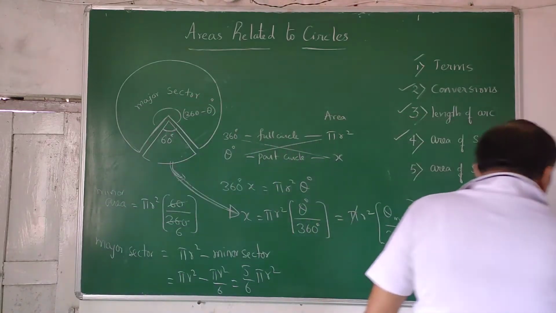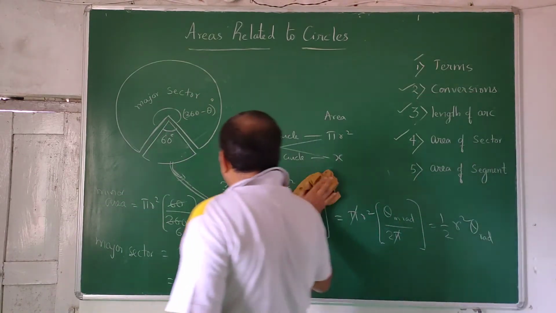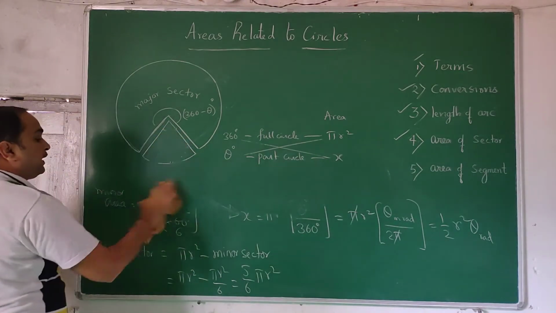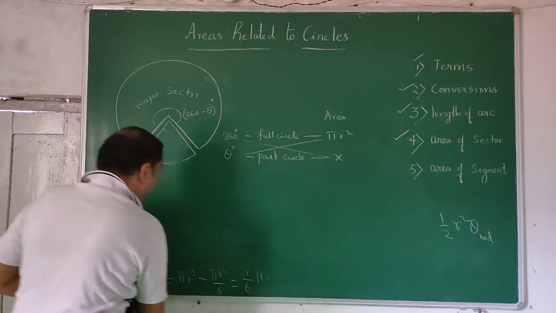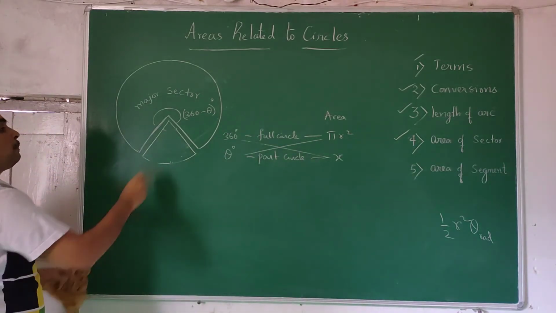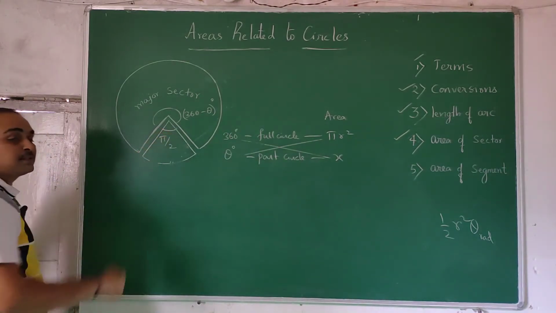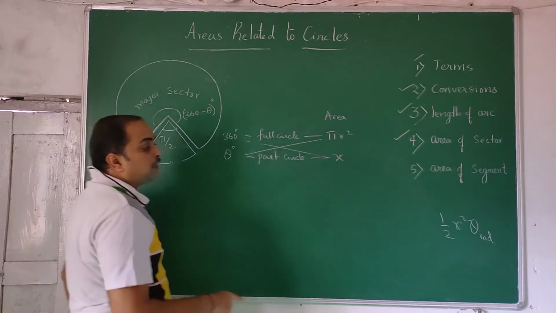Now we'll do one more problem here. For example, you know this angle in radians, say pi by 2 radians. Then don't use that formula, you can use this one.